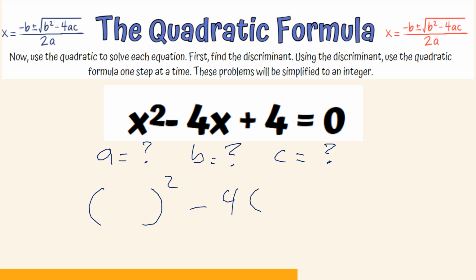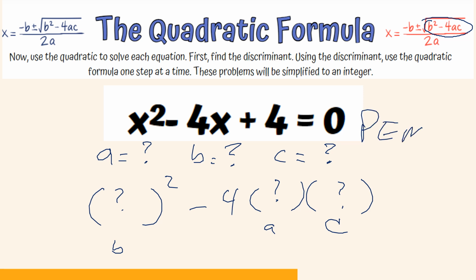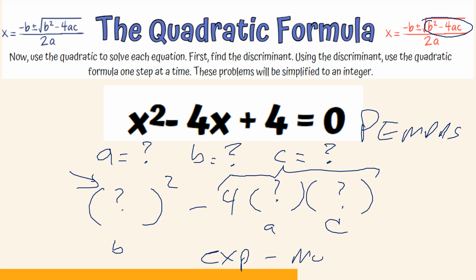Remember, our discriminant is what's underneath the radical sign. Once again, right here is your discriminant: B squared minus 4AC. Whatever B is, you put it in your first parentheses. Whatever your A is, you put it in your second parentheses. And whatever your C is goes last. We always follow PEMDAS. So we'll do these exponents first. Then we'll multiply these numbers and subtract whatever we get from multiplying from what we get from our exponents.